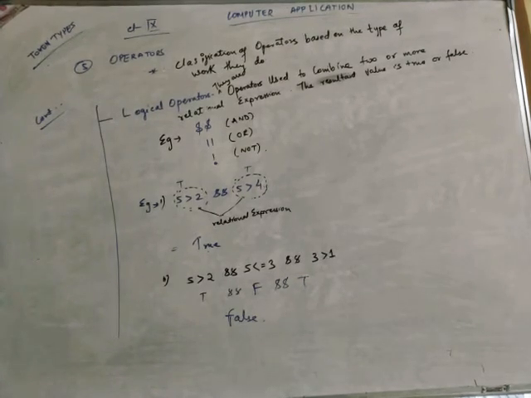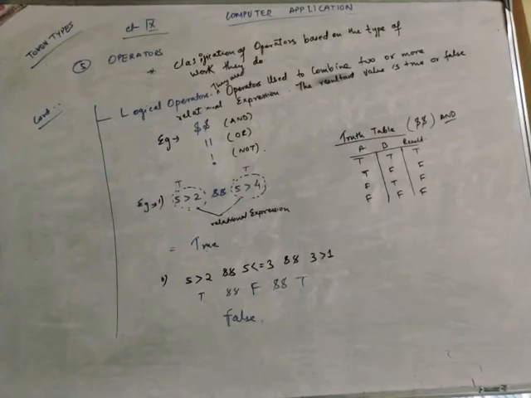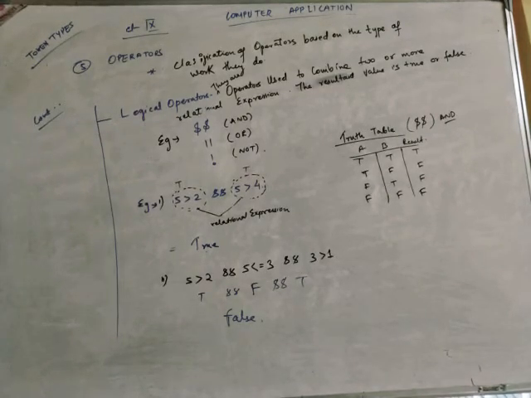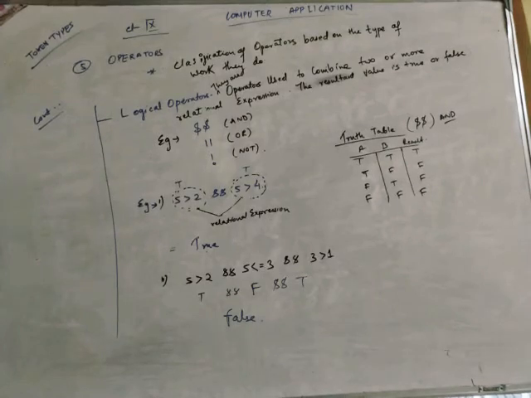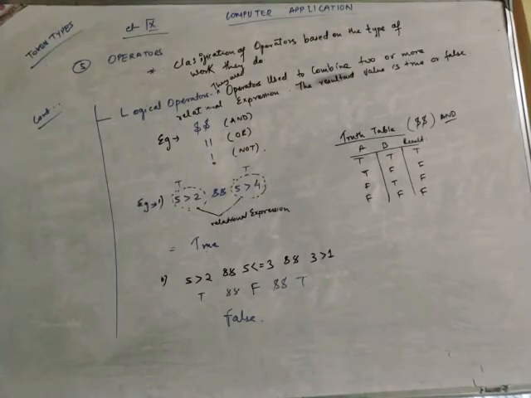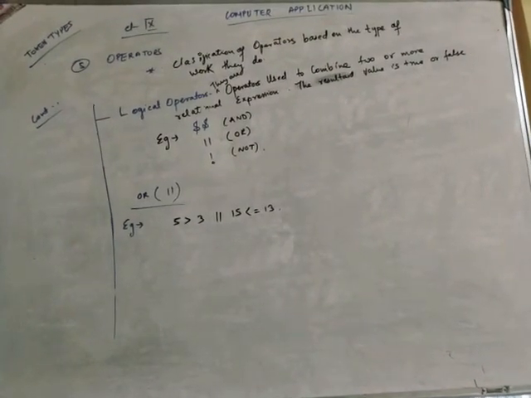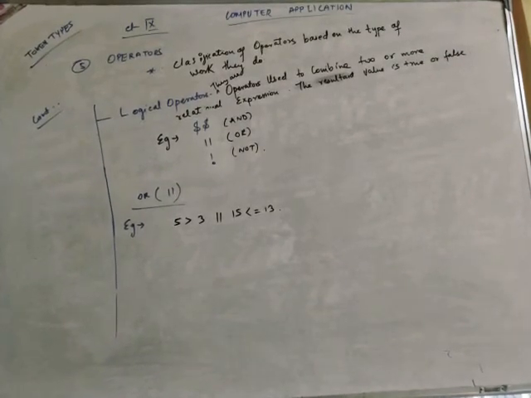Okay, so if you write the truth table for your AND operator, what is a truth table? The truth table for AND is your A and B. If you take two values, if we have true and true in both the expressions, we get the answer as true. If you have true false, the answer will be false. If you have false true, the answer will be false, and if you have false false, the answer will be false. So all of the expressions should be true, then the resultant is true in your AND operator. Okay, the next one is the OR operator. So in the OR operator, if 5 is greater than 3, it will be true, and 15 is less than or equal to 30, it is also true, so the answer will be true.